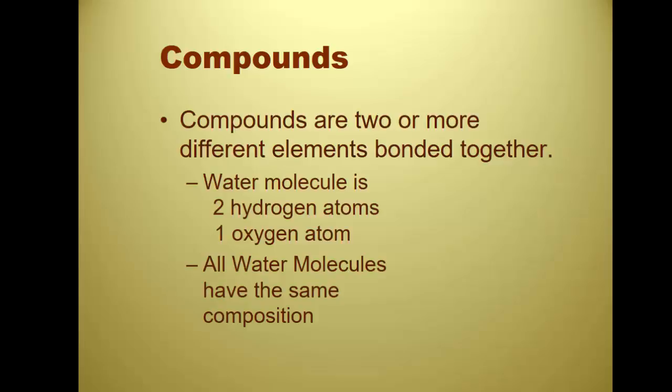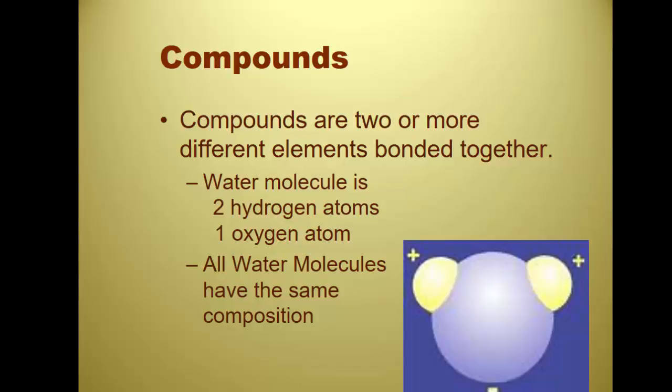Compounds are made of two or more different elements bonded together. Water, you know, you've had this drilled into your head: H2O, that's two hydrogens and one oxygen. And all water molecules have the exact same composition. Always going to be two hydrogens, always going to be one oxygen. That's what they look like. Our negative big guy is our oxygen, and our two positives on the side here are our hydrogens.